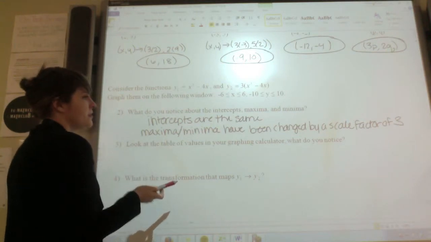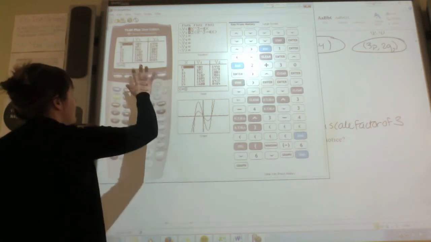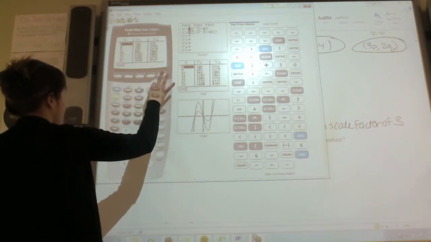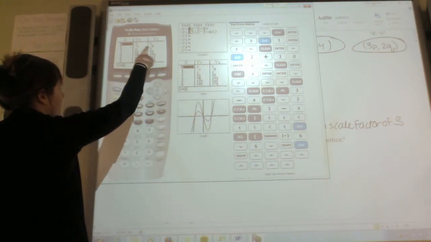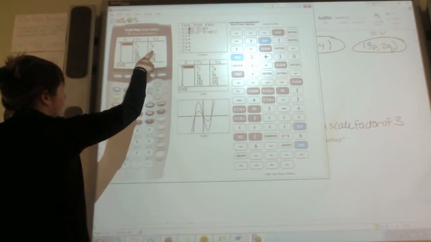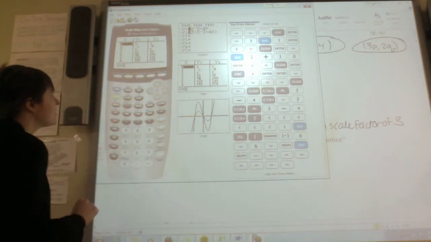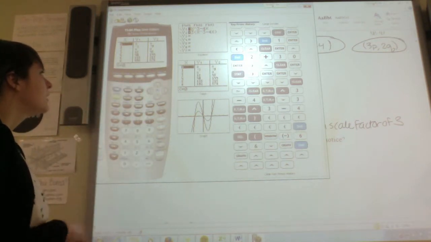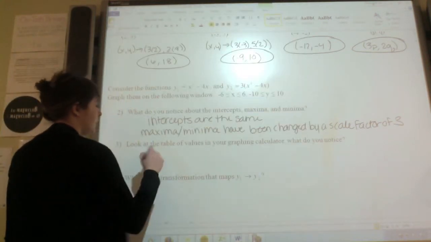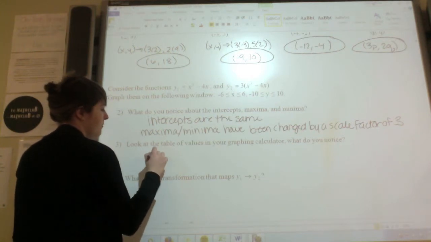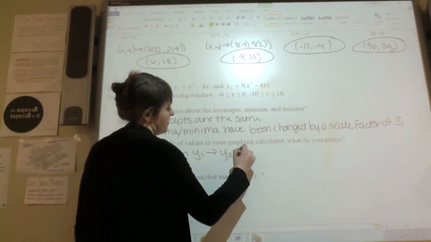If you look at the table of values in your calculator, what do you notice? If I go to second graph and look at this table here, I'll just go to 0. So I've got 0, 0, 0; 1, negative 3, negative 9; 2, 0, 0; 3, 15, 45; 4, 48, 144. What you should notice is that if you take that y1 and multiply it by 3, you're going to get your y2. So basically, going from y1 to y2, I'm multiplying by 3.